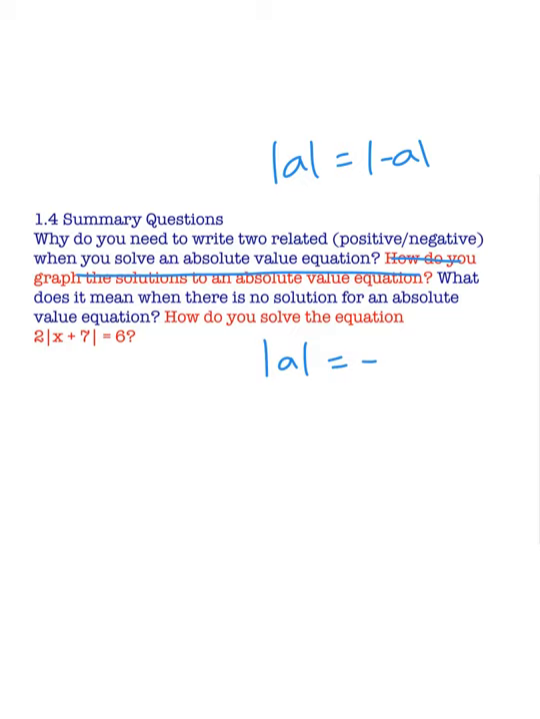All right, last one. How do you solve the equation 2 times the absolute value of x plus 7 equals 6? Well, we learned that absolute value is a grouping symbol. So you would have to divide both sides by 2 first and get the absolute value by itself. Then you can solve the absolute value for x by setting up two equations, one positive, one negative.